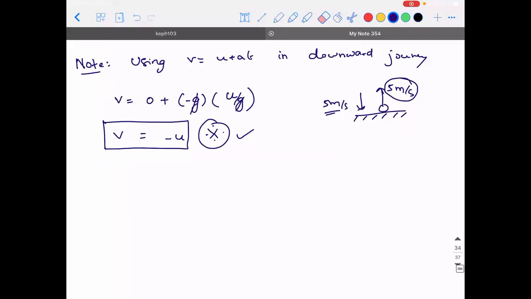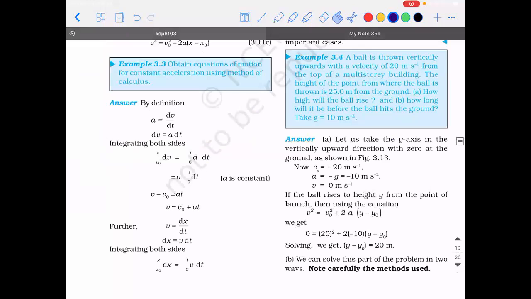This is all about the motion of an object under the influence of gravity. Let's try to solve a problem so that we can visualize things better.